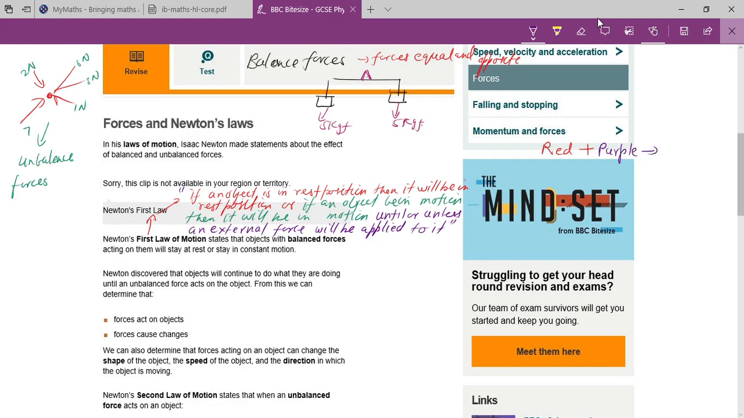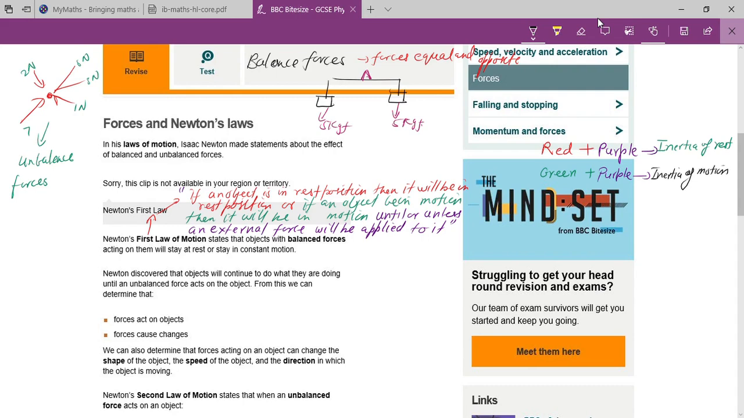Red plus purple part, if you learn that, then that is your inertia of rest, okay? Inertia of rest. And the next one is green plus purple. Green plus purple, that will be inertia of motion, okay?